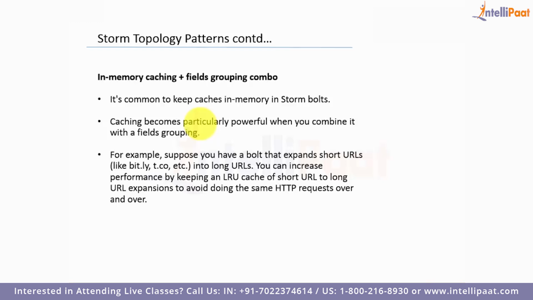Suppose you have a bolt that expands the short URLs, for example bit.ly, t.co, etc., into long URLs. You can increase the performance by keeping a least recently used cache of short URLs to long URLs expansions to avoid doing the same HTTP request over and over again. This way, by keeping things in cache, we avoid a round trip to the HTTP server and will save a lot of time while expanding the short URLs into long URLs.